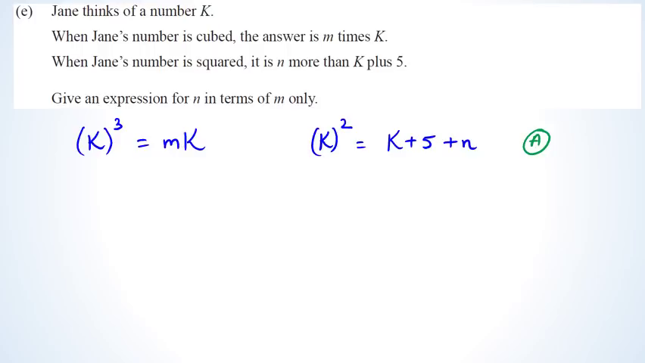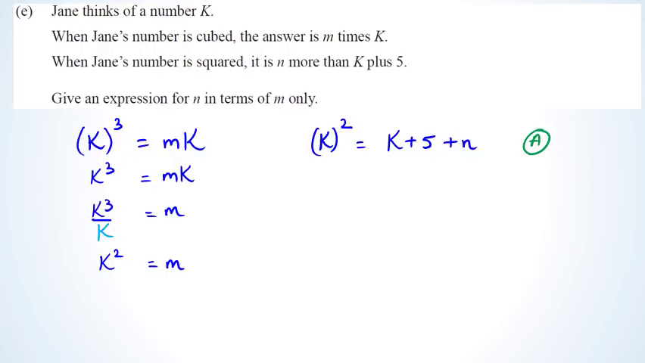I know that if I want an expression for n in m, I've got to get rid of k. So on this right hand side, I've actually got k cubed equals mk. If I rearrange this so m is by itself, I get k cubed divided by k equals m. Remember that because k is being multiplied on the right hand side, when it moves to the left hand side, it becomes divide. Now k cubed over k is equal to k squared, and that's equal to m.